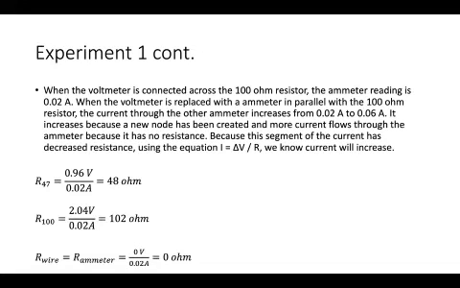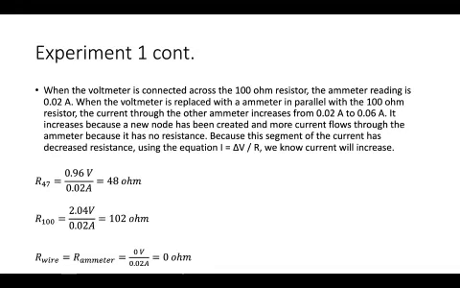When the voltmeter is connected across the 100 ohm resistor, the ammeter reading is 0.02 A. When the voltmeter is replaced with an ammeter in parallel with the 100 ohm resistor, the current through the other ammeter increases from 0.02 to 0.06 amps. It increases because a new node has been created and more current flows through the ammeter because it has no resistance. Because the segment of current has decreased resistance, using the equation I equals delta V over R, we know current will increase.